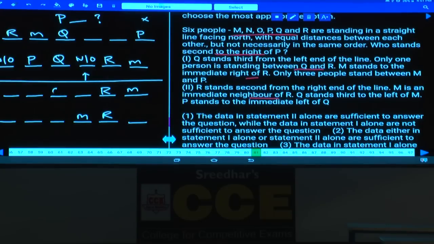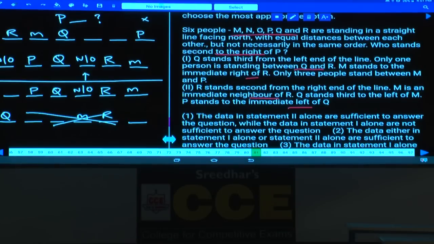Now in the first case Q is here. Now in the second case Q is here. Q stands third to the left of M. P stands to the immediate left of Q. P is to the immediate left of Q here. Here this case is completely ruled out. Now in this one, tell me who is second to the right of P? Either N or O. And with the help of condition number 2 also, either N or O can be seated second to the right of P. 1 alone is not sufficient, 2 alone is not sufficient.